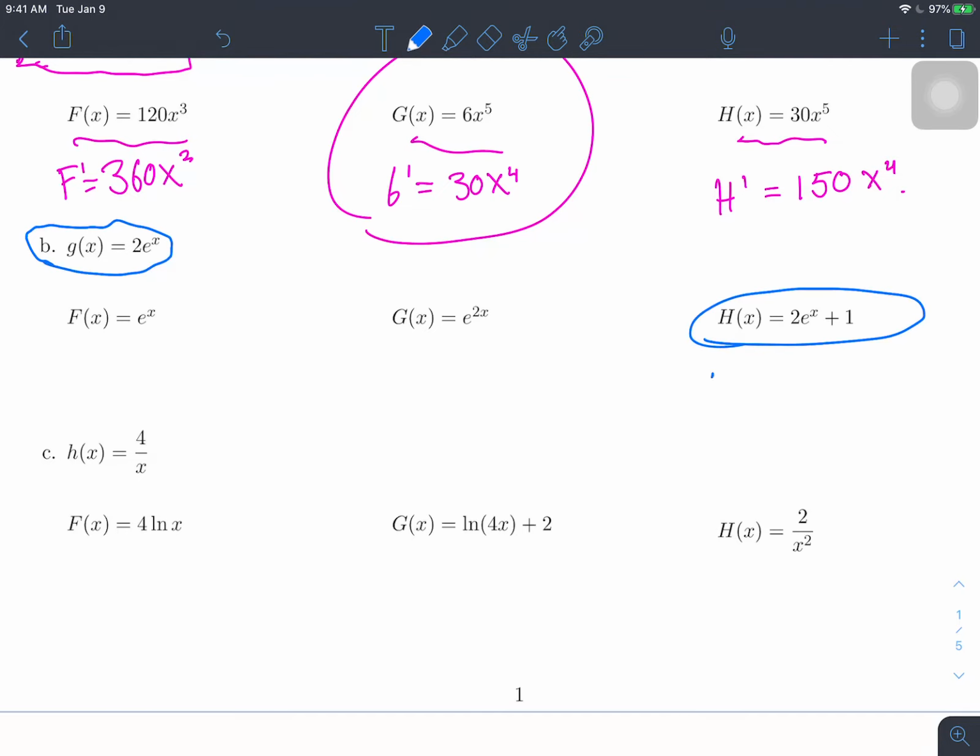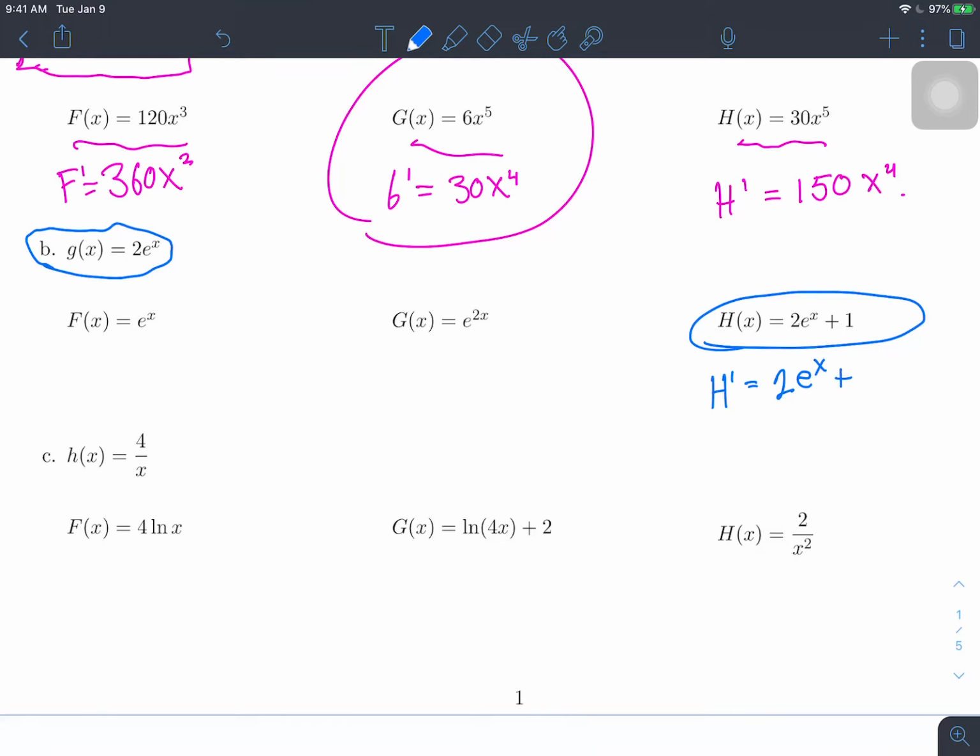Let's try it. If we took the derivative of that thing, we would get, well, the 2 would float. Derivative of e to the x is e to the x. And I get plus 0. That does look like what we have there. Let's do the other ones just for fun. If we did g prime, we would get 2e to the 2x. If we did f prime, we'd just get e to the x. So g is wrong because the power doesn't match. And capital F is wrong because there's no 2.